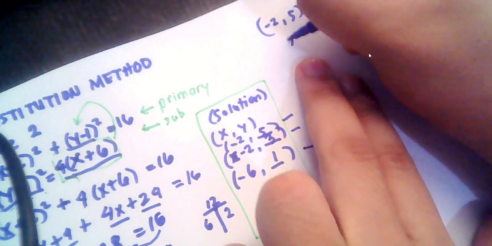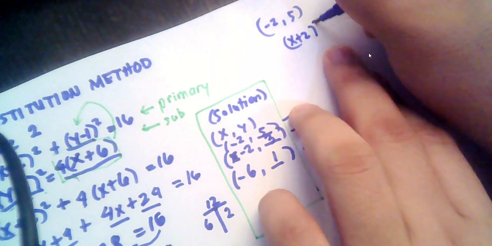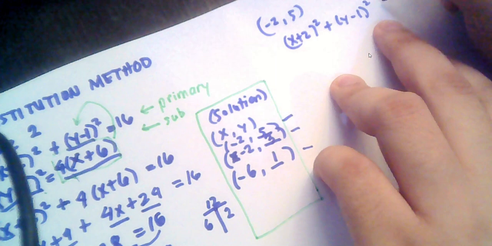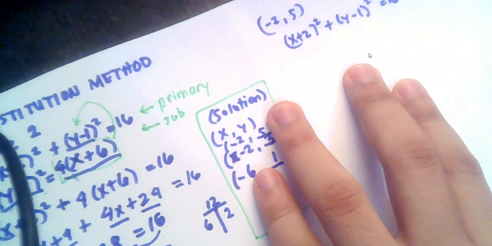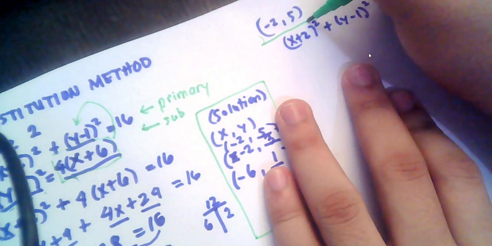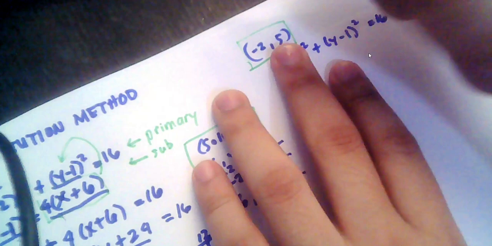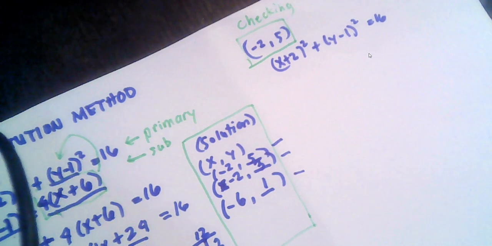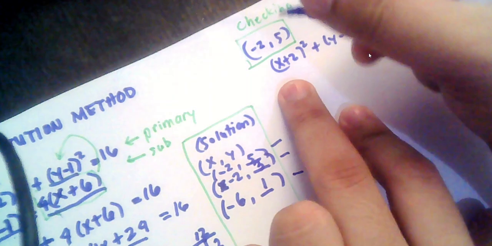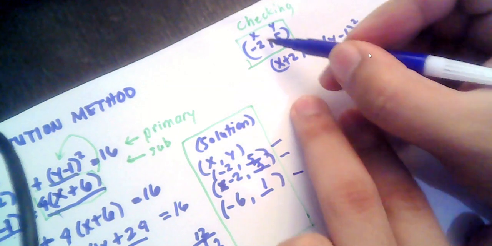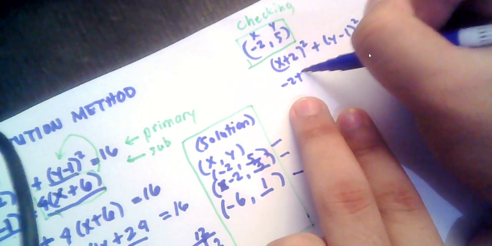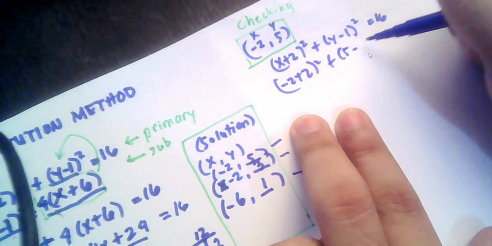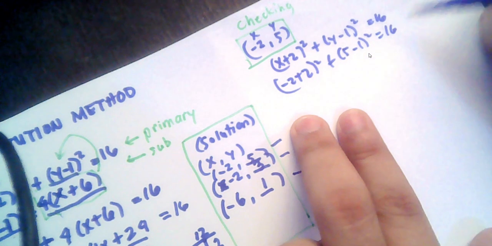So you have x plus 2 squared plus y minus 1 squared equals 16. We're going to answer first. Try to check. This is in the checking part. We're trying to check it. So x is, let us label it, x is negative 2 plus 2, and y is 5 minus 1 squared is equal to 16.